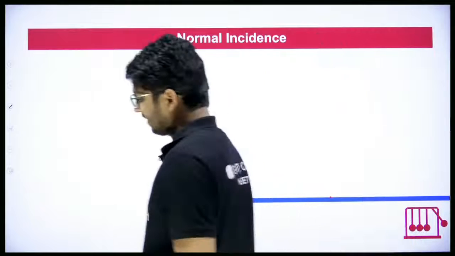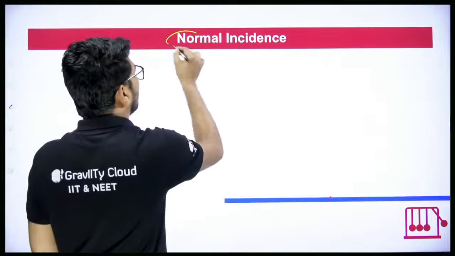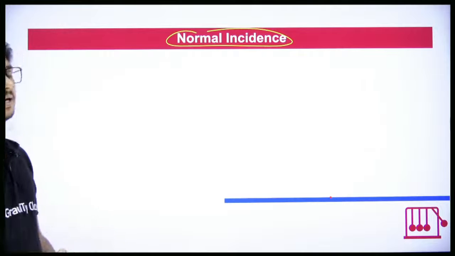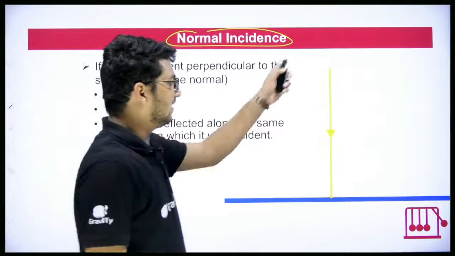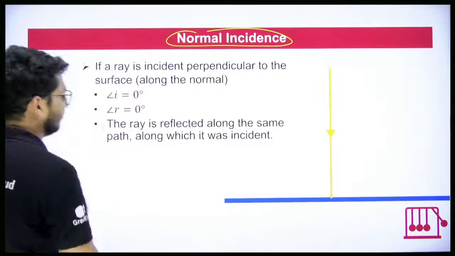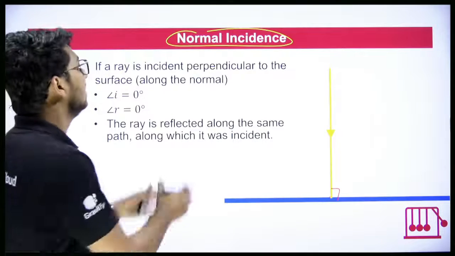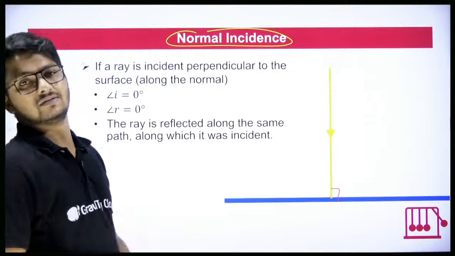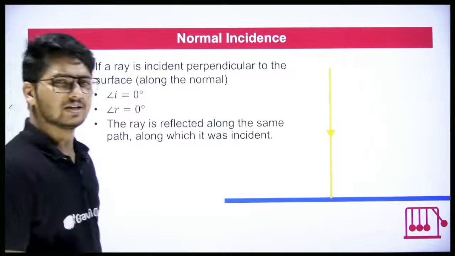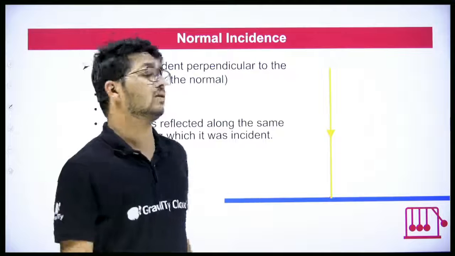Now we have a special case of incidence. What is that called? Normal incidence. And what does that word normal mean? Normal will mean perpendicular. So whenever a ray of light is incident perpendicular to the surface, then we say that it is the case of normal incidence. And here, the interesting point is, or let me ask you this. What is the angle of incidence? Can you tell what is the angle of incidence in this case?